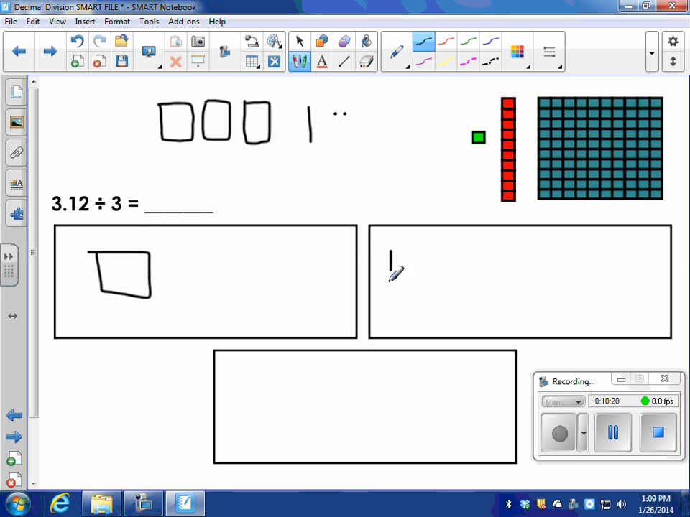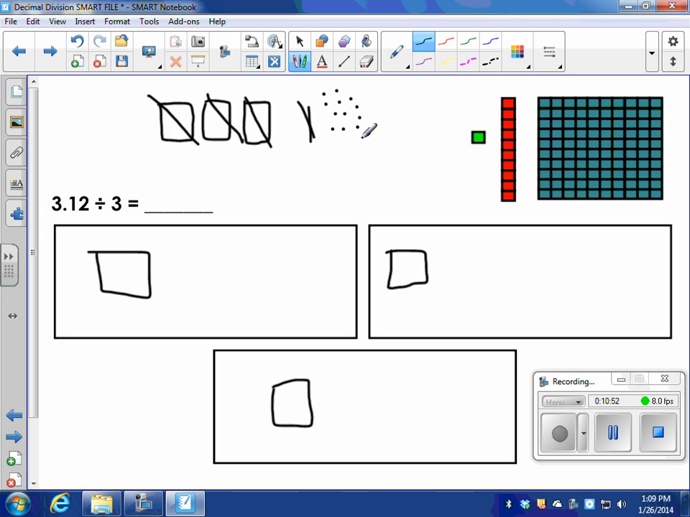So 1, 2, 3. Now you can just cross those out because you've already dealt with those. Now here, you don't have anything that you can partition out into 3 groups. So what we're going to do is take this tenth and we're going to trade it in for 10 hundredths. 1, 2, 3, 4, 5, 6, 7, 8, 9, 10. So now I have a total of 12 hundredths.